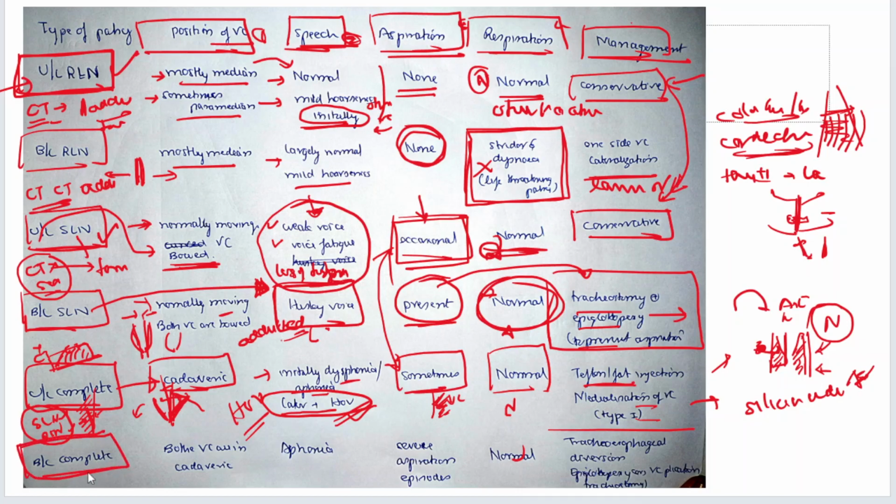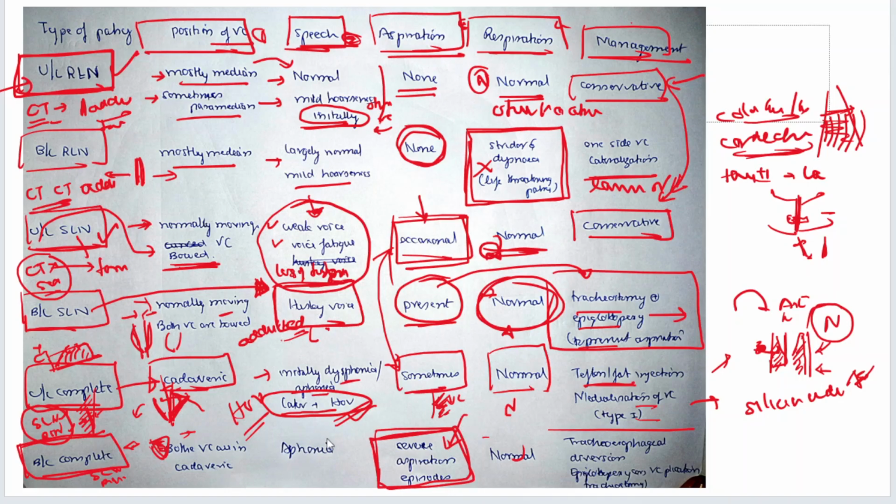Okay. Bilateral complete paralysis. What is this? Bilateral complete paralysis. Both sided superior laryngeal nerve, recurrent laryngeal nerve are gone. Both the vocal cords will be in cadaveric position. They cannot adduct, they cannot abduct. So there is so much of space, making it a perfect thing to cause aspiration. Severe aspiration episodes causing bronchopneumonia, threatening the life of the patient. So this is going to cause this.